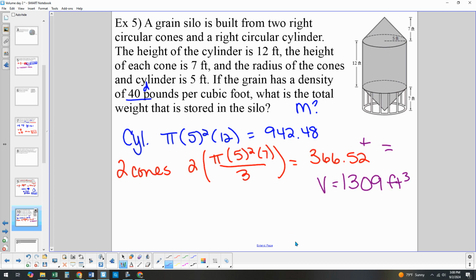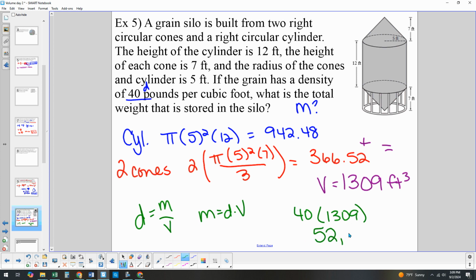So that's volume. And I know density. I'm looking for mass. If density equals mass over volume, mass equals density times volume. So we're going to do 40 times 1309. So we get an approximate mass of about 52,360 pounds.